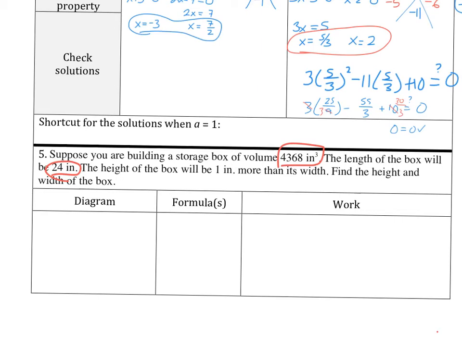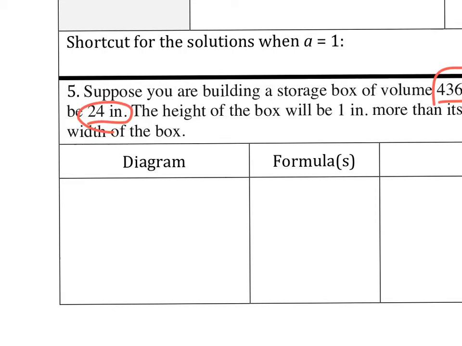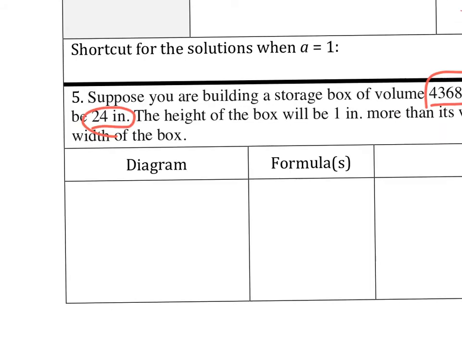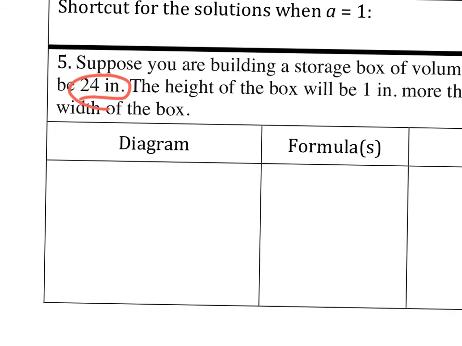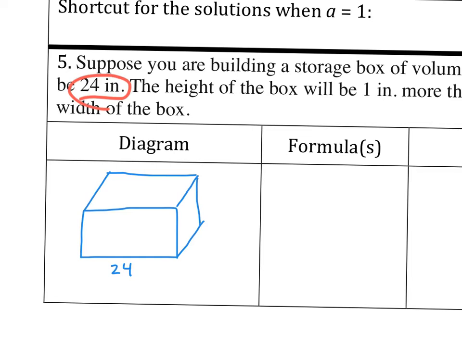But let's take a moment to draw a diagram of that. So, 24 inches will be the length of the box. So let's just say 24 right there. We don't know what kind of box, I mean, rectangular is implied. So what we do know is that if this is the width, the height of the box will be 1 inch more than the width. That's what it says.